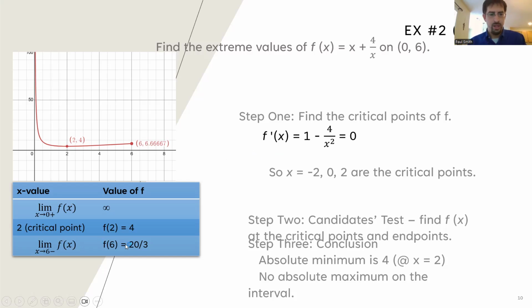So there's only one value that I needed to worry about. And there's no absolute maximum on this interval because this function goes all the way up to infinity to the right of 0. So there's no absolute maximum at all. This doesn't violate our extreme value theorem because we're not dealing with a closed interval. And then we can have situations where we might have an asymptote.